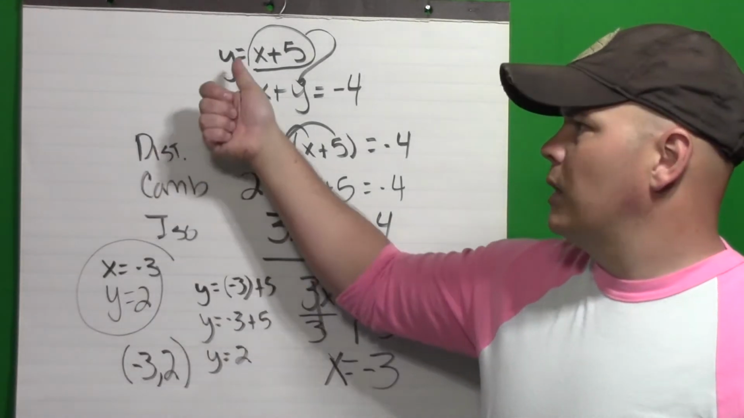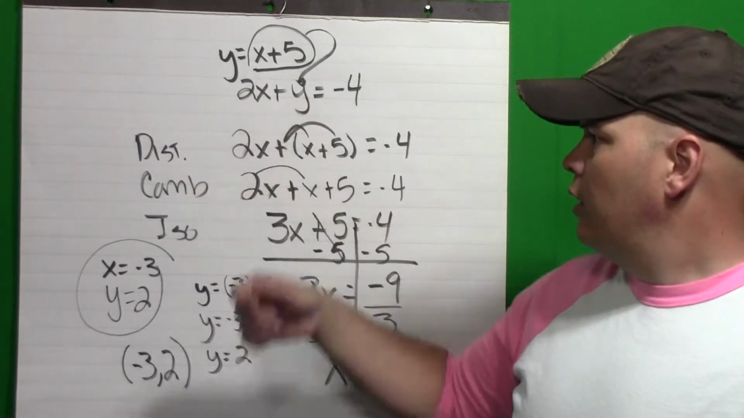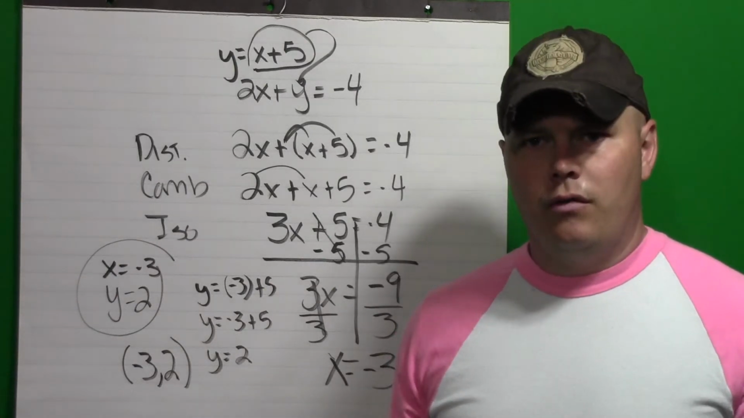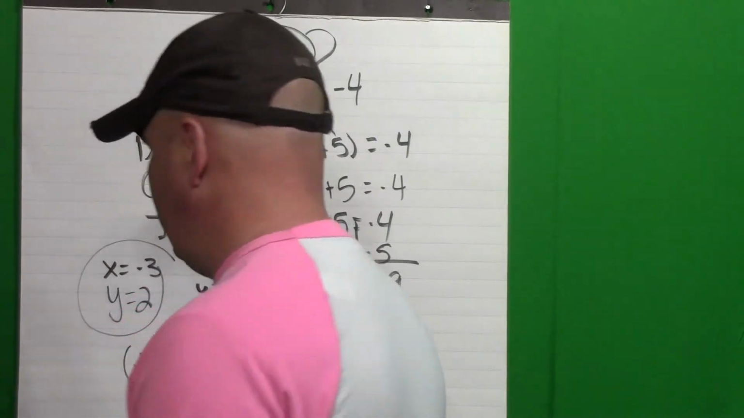The first thing we do is we identify our slope-intercept form. We plug it into our standard form. Then we distribute, we combine, we isolate, and then we solve. It's that simple, guys. Okay, let's look at another one.